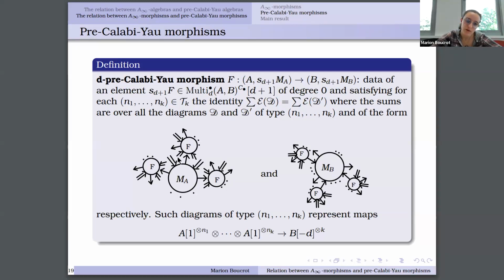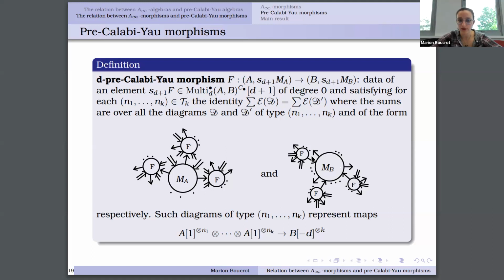And here we have elements in A in the inputs, and all the outputs are the outputs of F, so are in B. And also, the sum of all those diagrams of this form and of type n1 to nk has to be equal to the sum of all the diagrams of this form now and of type n1 to nk. And those diagrams also represent maps going from this tensor product to a tensor product of copies of B shifted by minus D, because here we have the pre-Calabi-Yau structure in B.